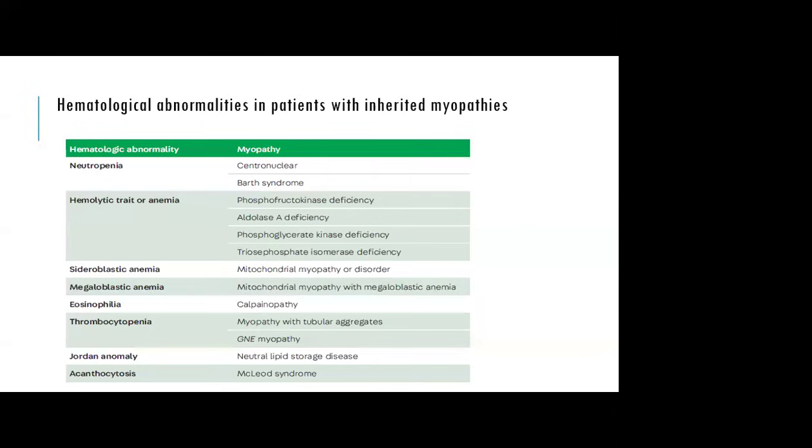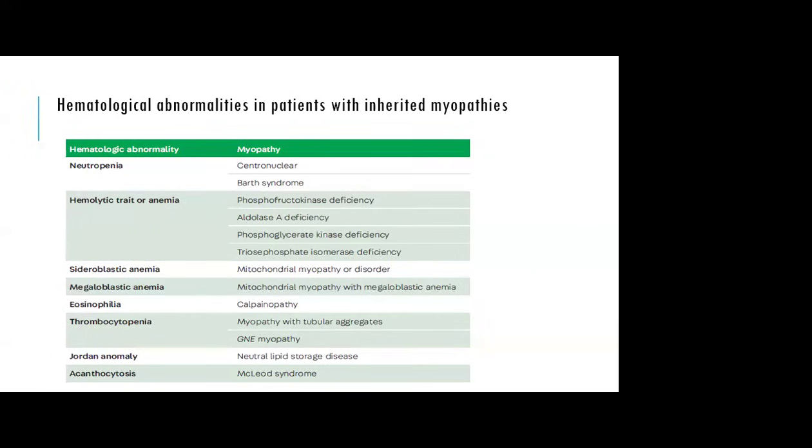Neutropenia is associated with centronuclear myopathy and Barth syndrome. Hemolytic trait or anemia is seen in phosphofructokinase deficiency, aldolase A deficiency, phosphoglycerate kinase deficiency, and triose phosphate isomerase deficiency. Sideroblastic anemia is common in mitochondrial myopathies or disorders.